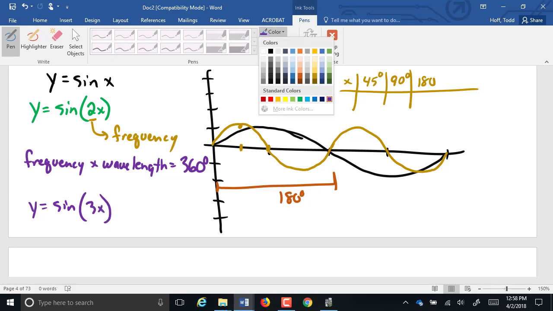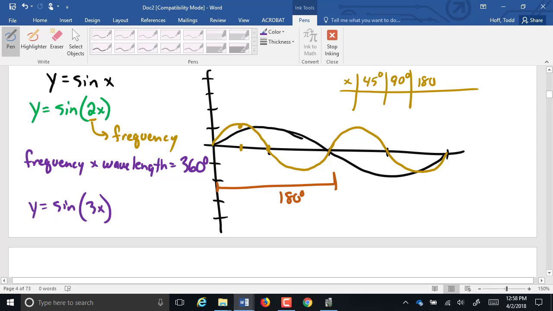So let's look at y equals sine 3x. How many cycles are there going to be in 360 degrees here? 120 will be the wavelength. The frequency is 3, which means there's 3 cycles in 360 degrees. So this is 90, 120 is going to be somewhere in here, right? That's a full cycle. So it's going to look like this.